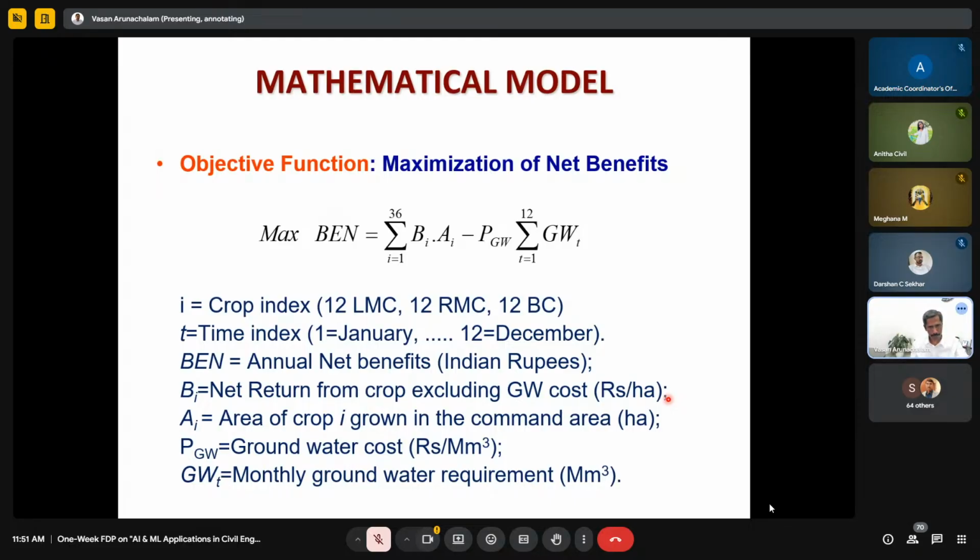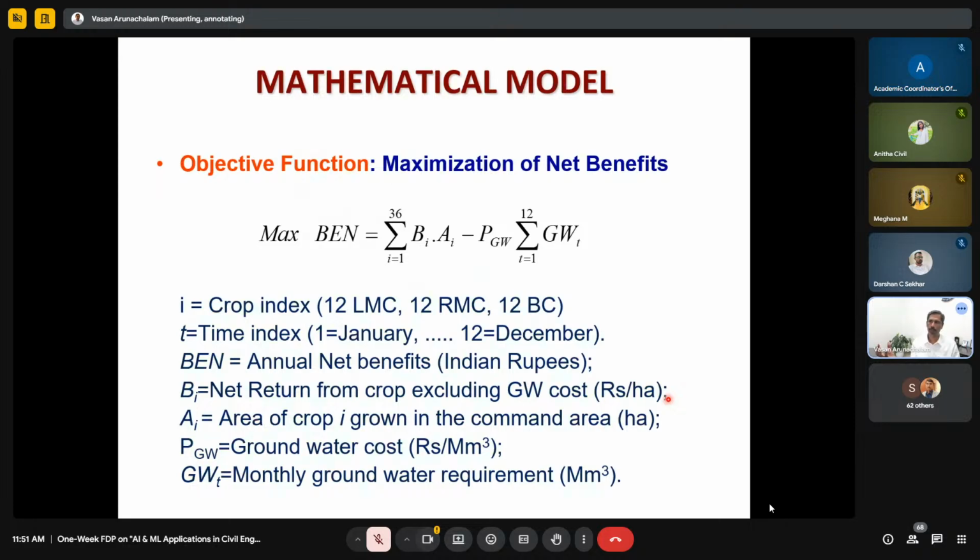So now I will have to go into the second component of the model. What's my second component of the model? It is that I need to define the objective function. I told you the objective function is, in a given year, what net benefits I am going to get in the process of coming up with an optimal reservoir release policy, optimal irrigation planning.